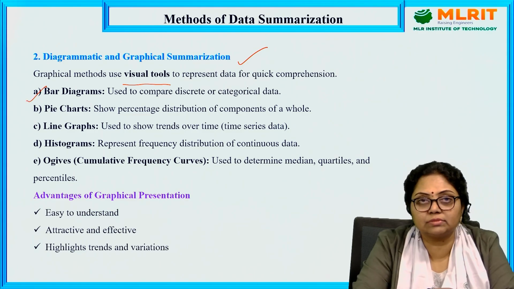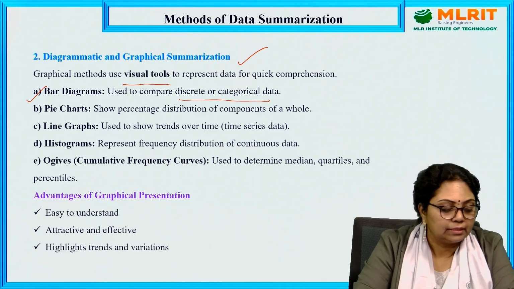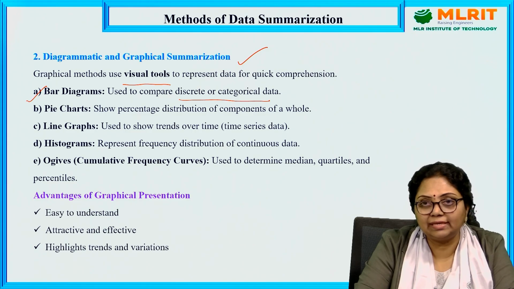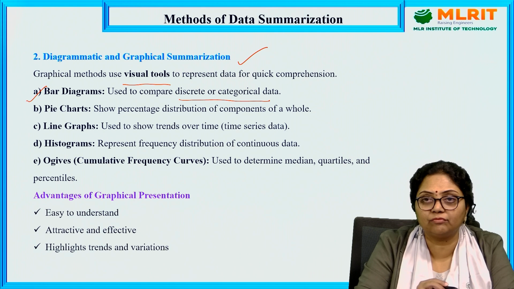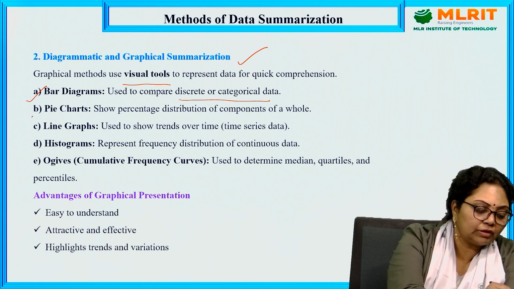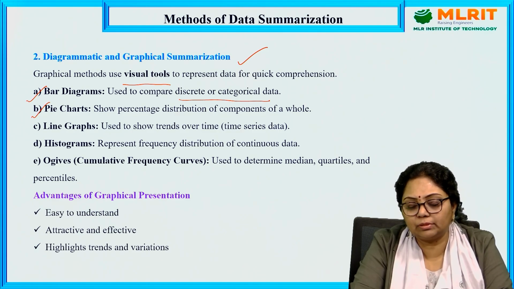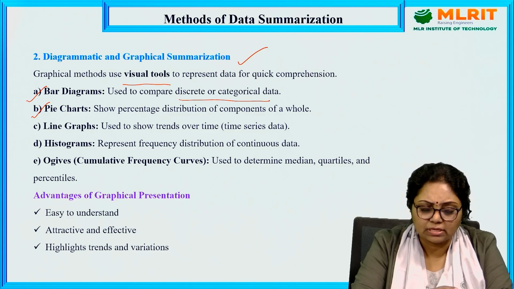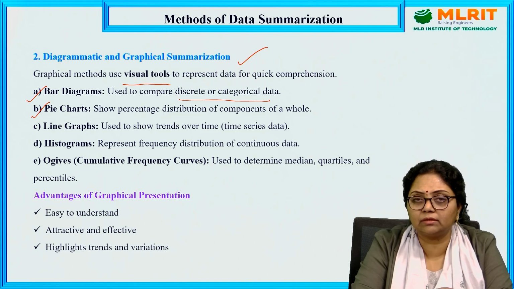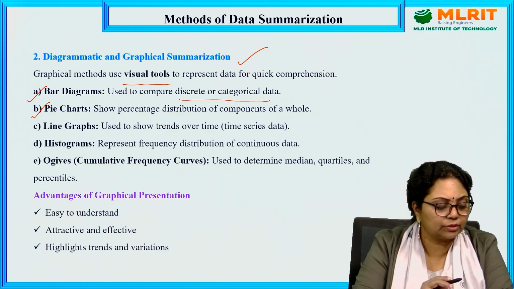Bar diagrams are generally useful to compare discrete or categorical data. Coming to pie charts, when the data is shown in the form of percentages, or we show the entire data as percentages, we generally go for pie charts. For example, out of 100 students, 30 are girls and 70 are boys, so we call them 30% girls and 70% boys. We can use that data to draw a pie chart.